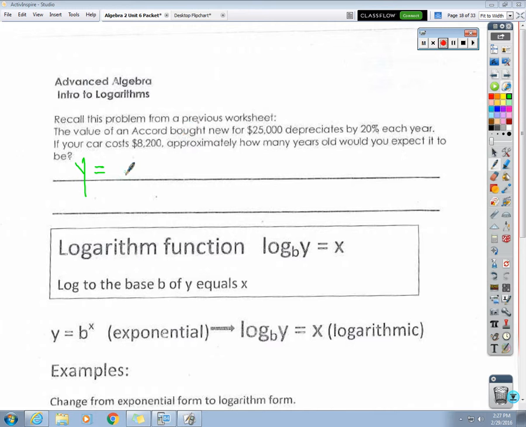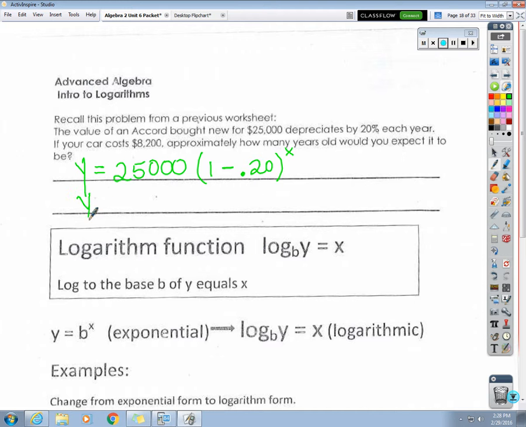Not yet. Okay, now, so we set it up by putting the start value of $25,000. Is this a growth or a decay? Decay. So we had to use 1 minus the rate. Well, what is the rate? So 0.20. And then they want to know how many years. So right now we don't know the time, so we just leave it as x.